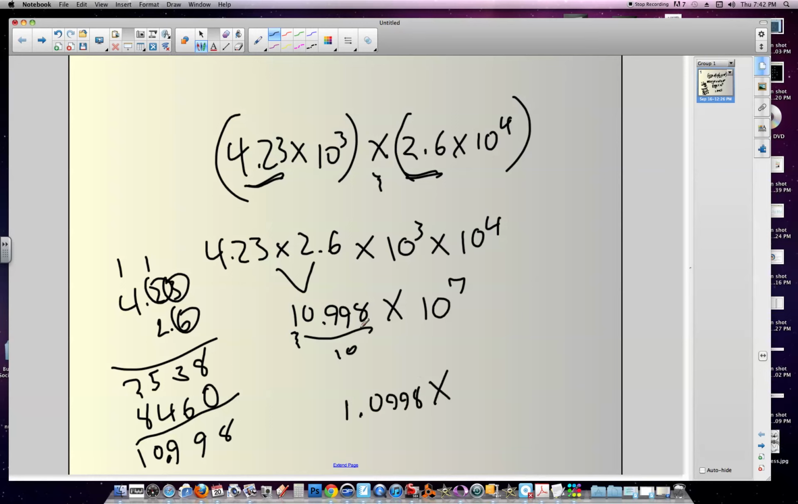Well, in order to keep this equal, if I took a 10 out of here, using the associative property, I need to move it over here. So I have one more 10 now. And that would be that number in scientific notation. That's 10 to the 8th.